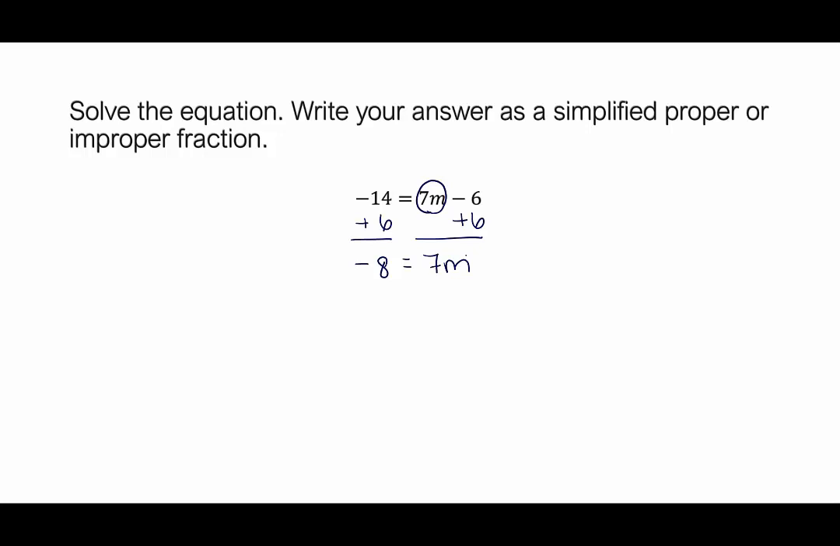To get m by itself, since it's being multiplied by 7, I'll divide both sides by 7. And then I get my final answer here. I get negative 8 over 7 is equal to m, or if you want to turn it around, you can say m equals negative 8 over 7. Either way is totally fine. And there's the solution to the second example.